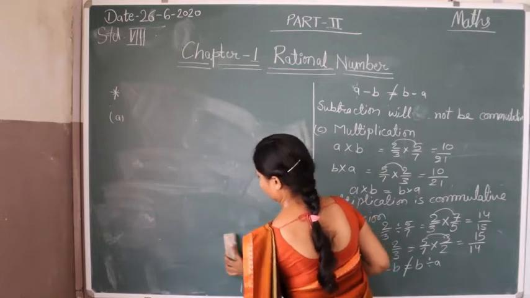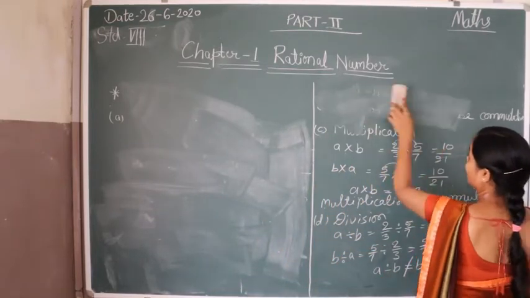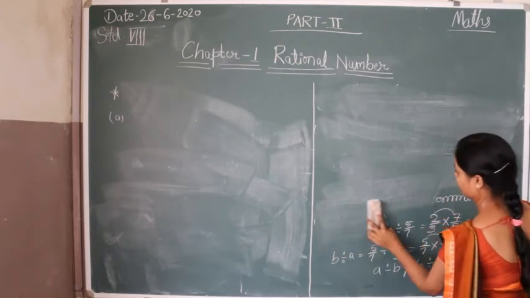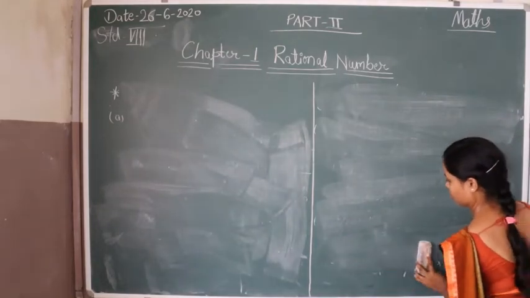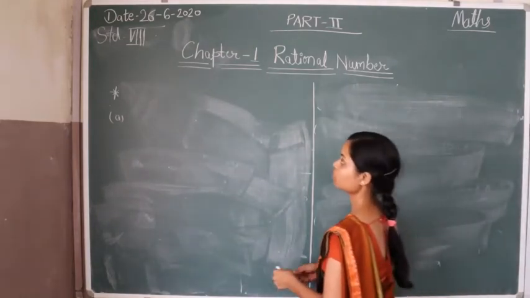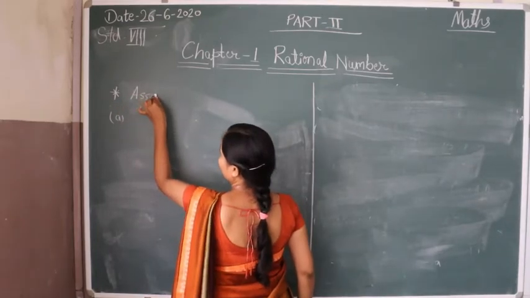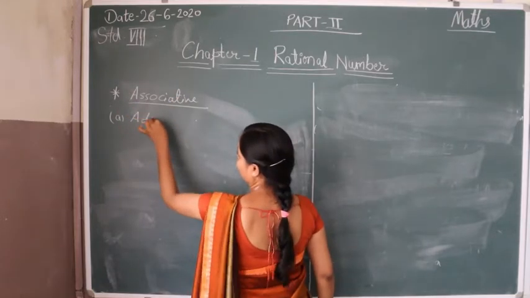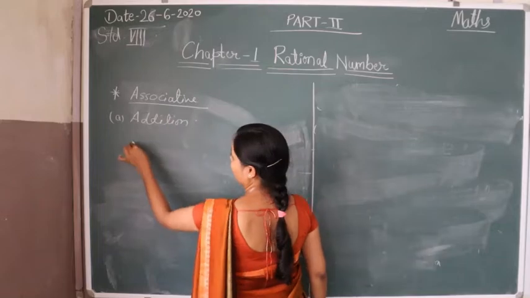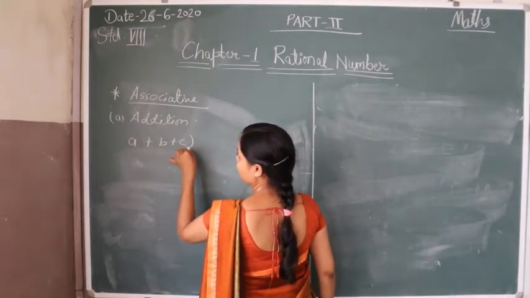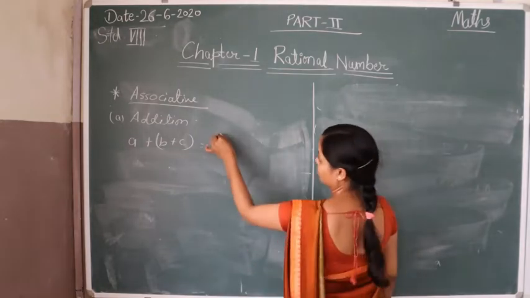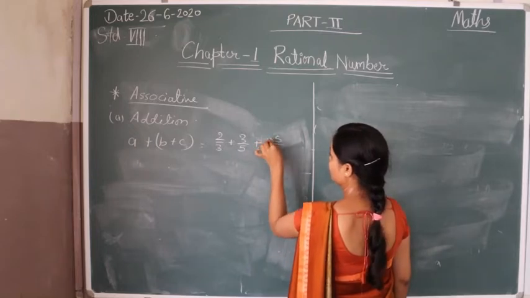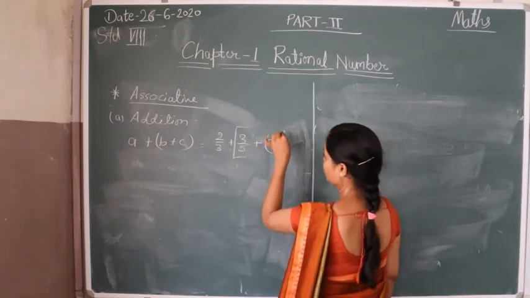Associative property. In the associative property, taking three rational numbers: 2 by 3 plus 3 by 5 plus minus 5 by 6. We have three rational numbers. So put here a bracket.